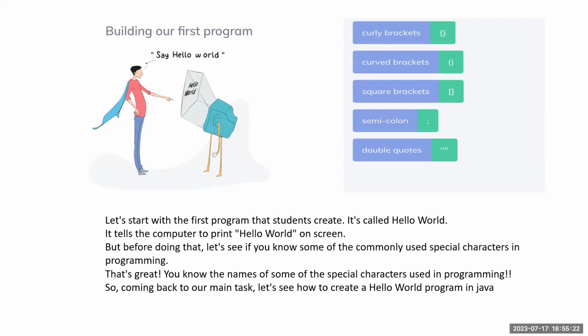These are the main symbols that we use when we write a program: curly brackets, curved brackets, square brackets, semicolon, and double quotes. These are the main symbols which play a lot of action in programming. So let's start with the first program, which is like saying hello world, printing it on your screen. You have to give the proper instructions to the computer to print on the screen. But before starting that, these are the commonly used special characters. Just try to remember their names, and then we can write a simple Java program right now.